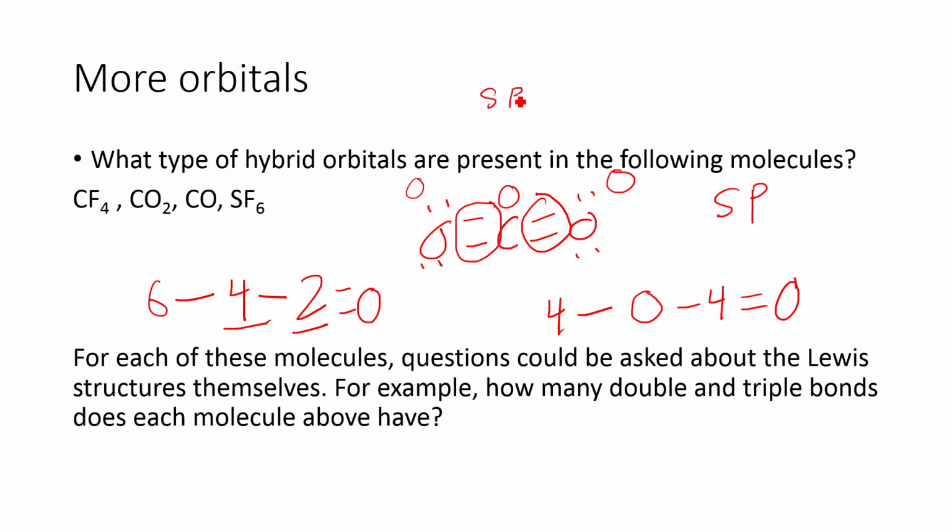So that was for our s, p, p, d, d, d. We had 2 domains. So that got us to sp.